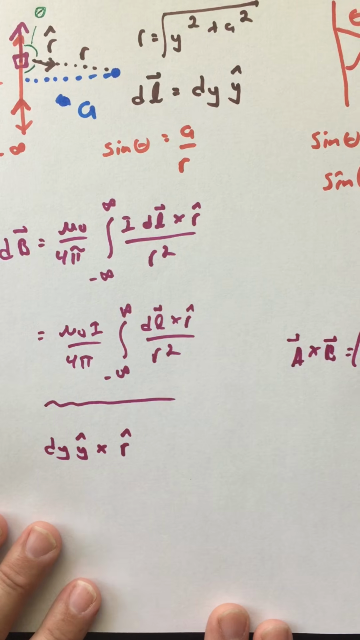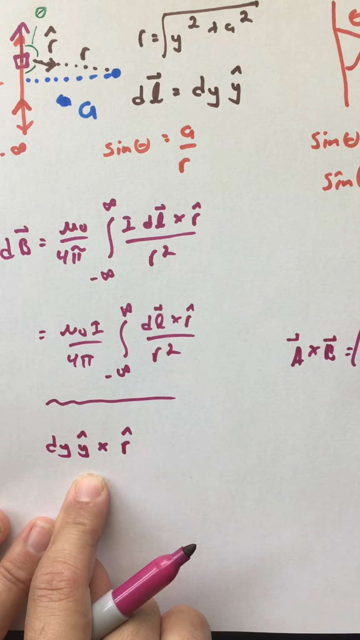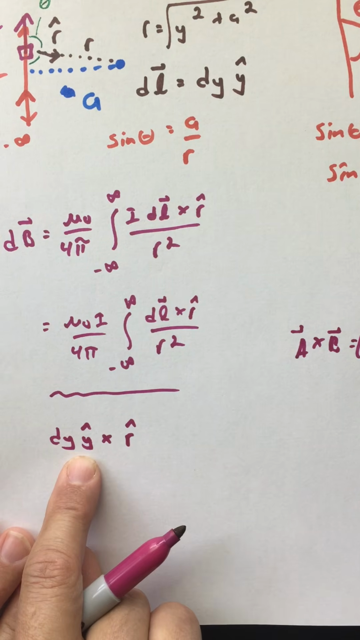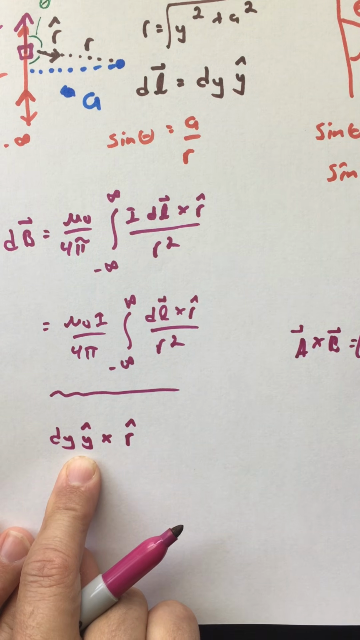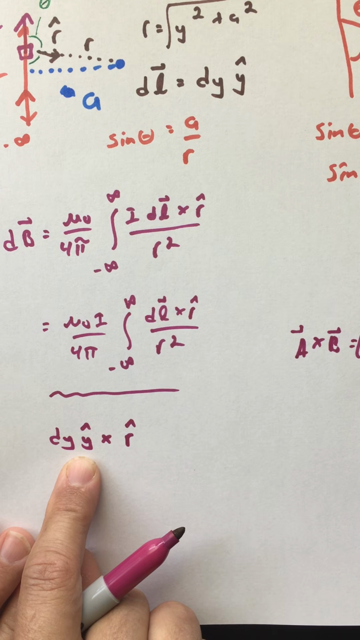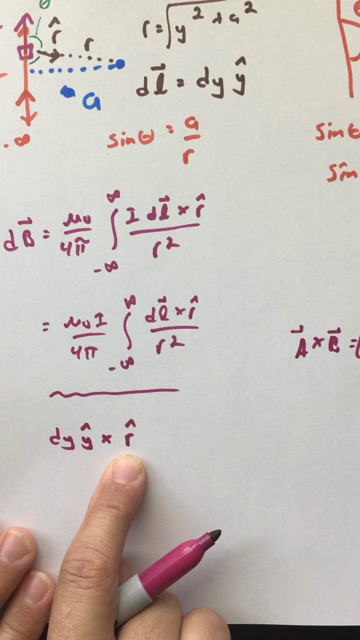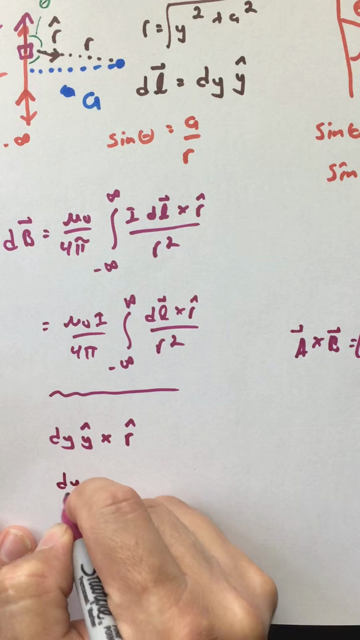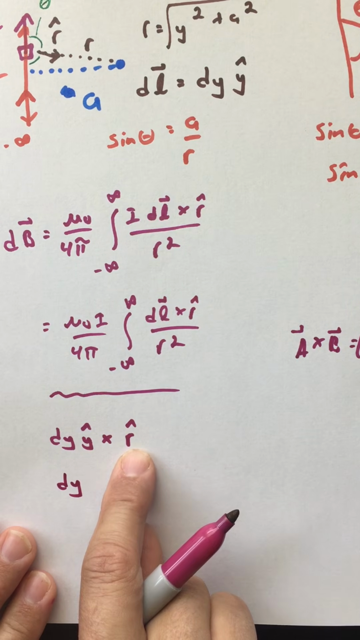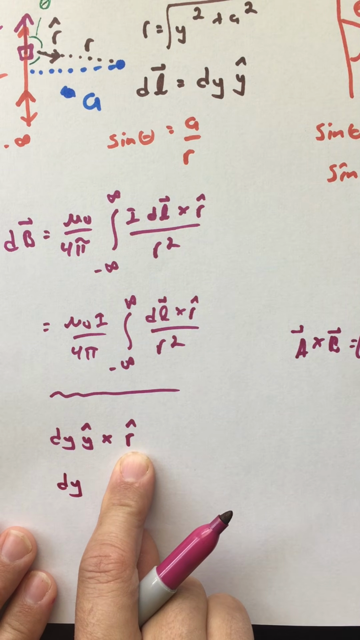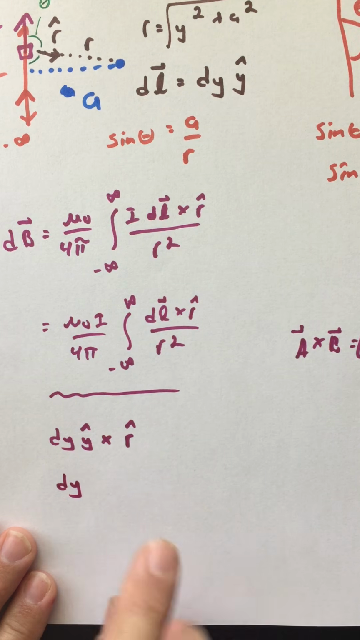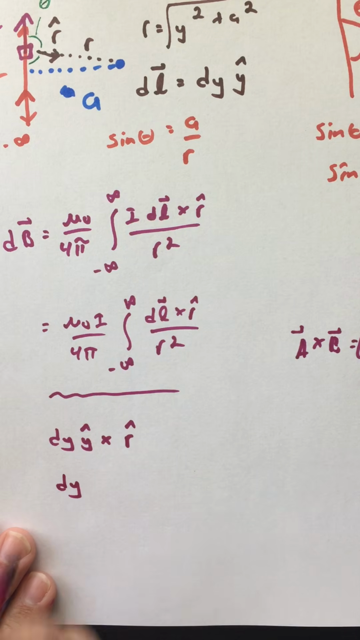Now, what that means is that I can rewrite this cross product in terms of the definition. So the magnitude of dy y hat is just dy, right? Unit vectors have a magnitude of 1. That's why we use them. Y hat has a magnitude of 1. R hat has a magnitude of 1. So I can rewrite the magnitude of this as just dy. And then times the magnitude of this, but that's just times 1. So why don't I just skip that step and I just get a dy.